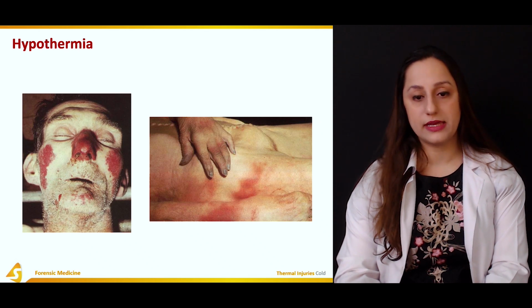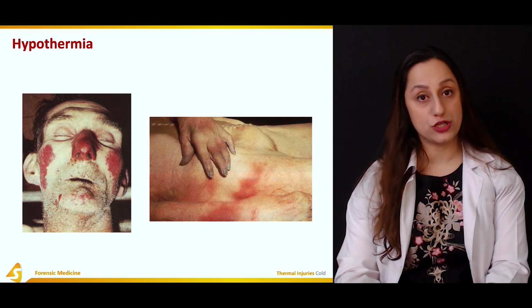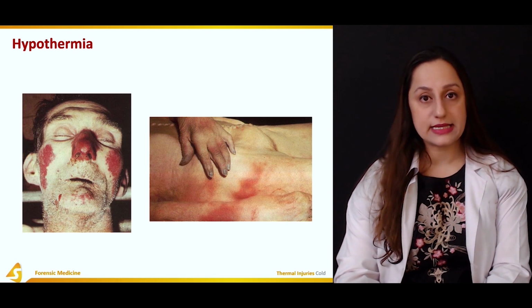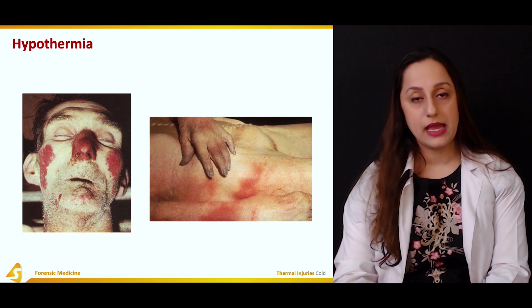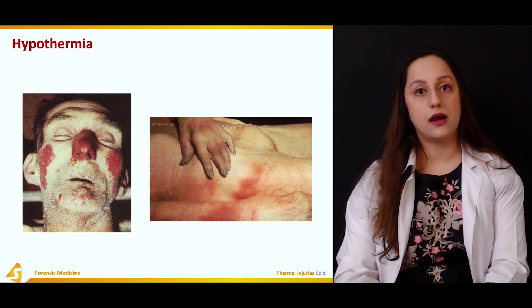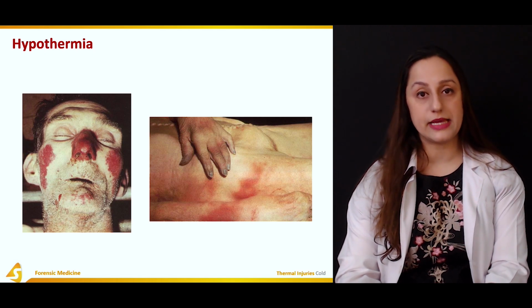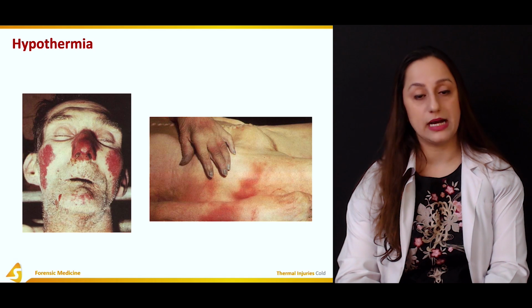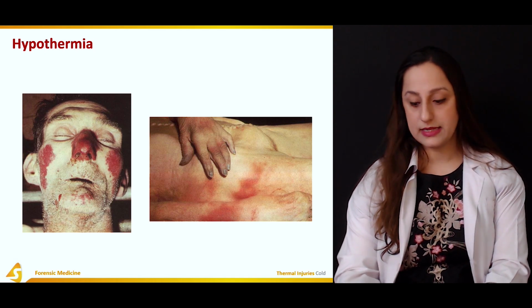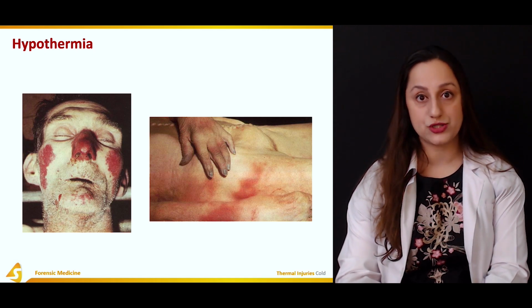Now, the picture on the right shows a person with frostbite. Frostbite, as I've already discussed, is basically on the extremities, and it involves the feet, the tip of the nose, and the ears, where the blood circulation is already compromised, and due to the decreased temperatures and the vasoconstriction, the blood circulation is further compromised, and as a result, frostbite occurs. So these are the things that we have to keep in mind while dealing with deaths caused by decreased temperatures.